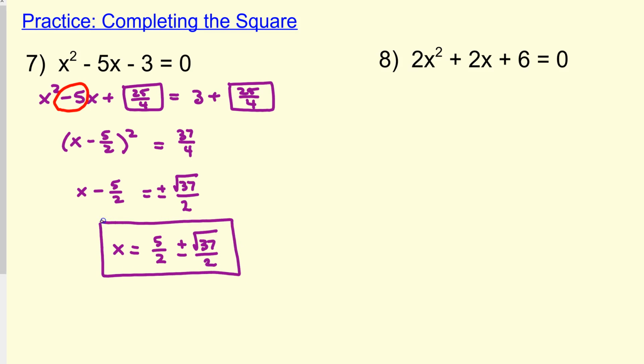Now there is nothing wrong with writing your answer like this, and it's possible that you'll see your answer like this if you look it up in the back of the book: 5 plus or minus square root 37 all over 2. That's fine too. Okay, let's look at number 8.